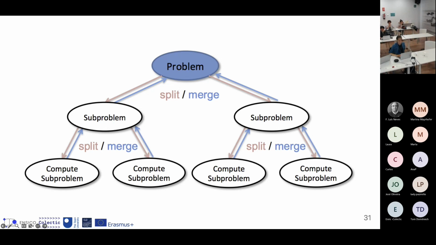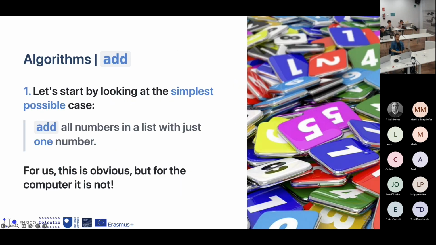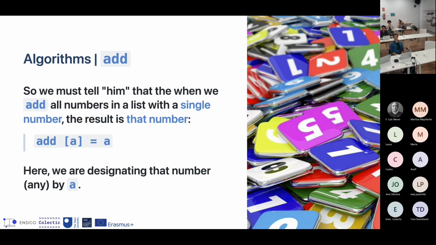So now we are going to write an algorithm called add. I'm going to call it add instead of sum because sum already exists, and we are going to write our algorithm. And what's the simplest possible case? As we have seen, the simplest possible case is adding all numbers in a list with just one number. And for us, this is obvious, but how do we tell the computer that the sum of a list with a single number is that number? Well, we are going to write it like this.